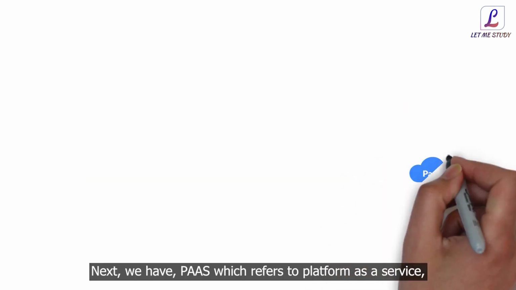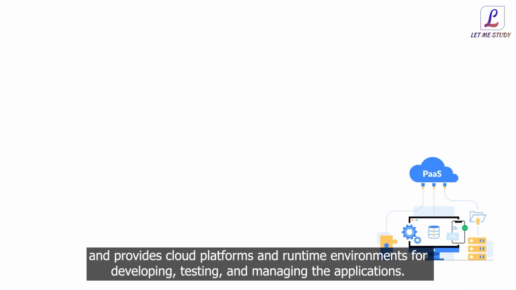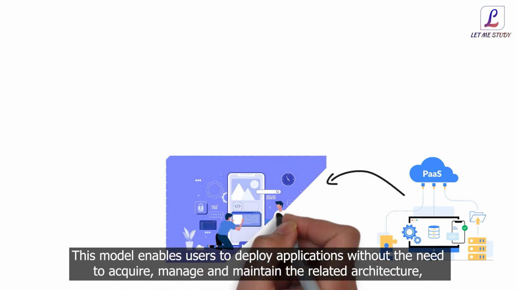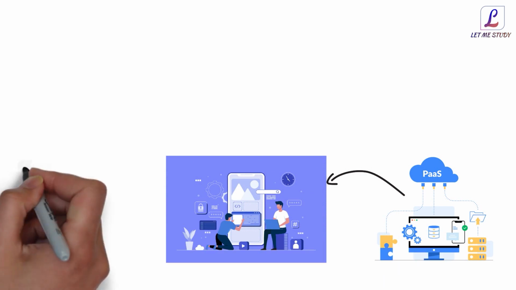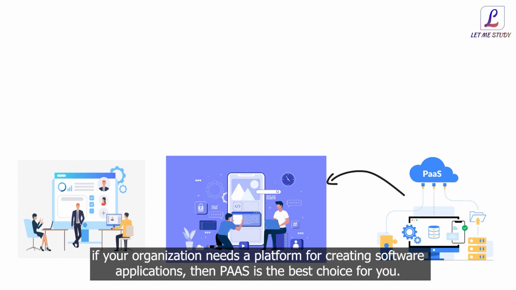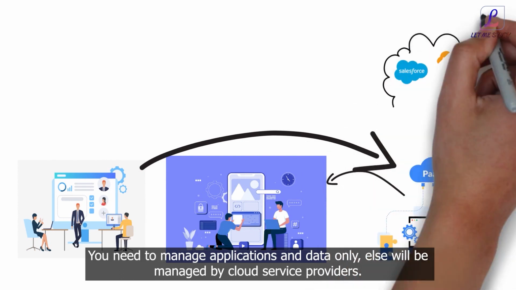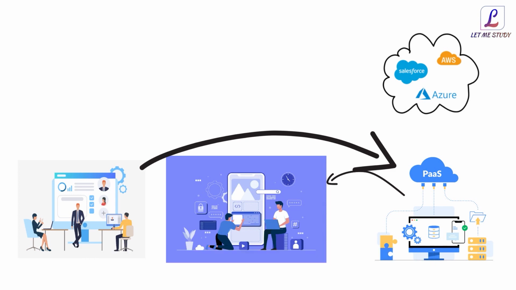Next, we have PaaS, which refers to Platform as a Service and provides cloud platforms and runtime environments for deploying, testing, and managing applications. This model enables users to deploy applications without the need to acquire, manage, and maintain the related architecture. If your organization needs a platform for creating software applications, then PaaS is the best choice for you. You need to manage applications and data only, and everything else will be managed by cloud service providers.